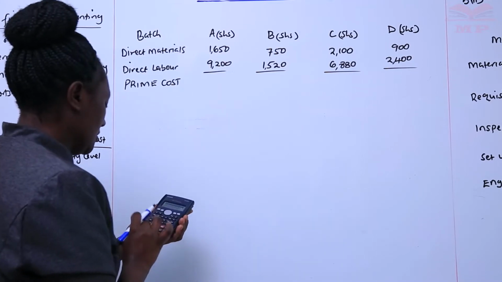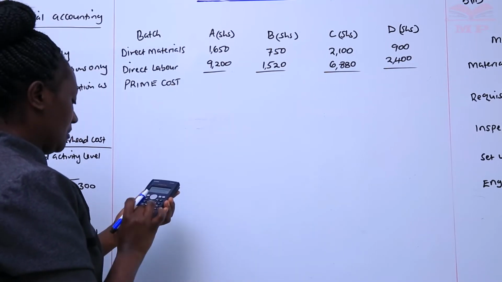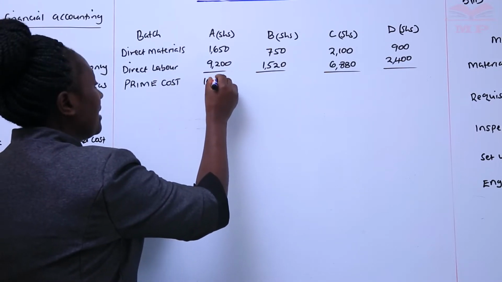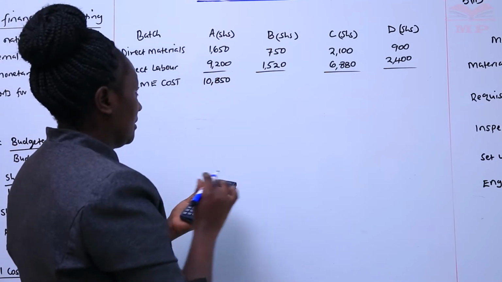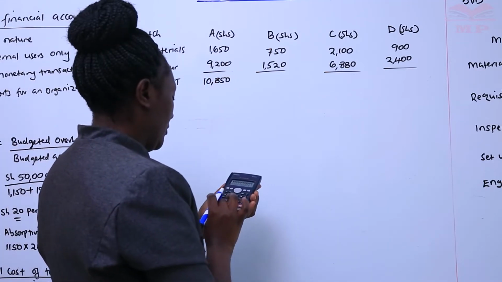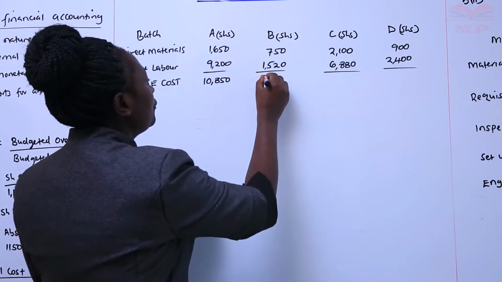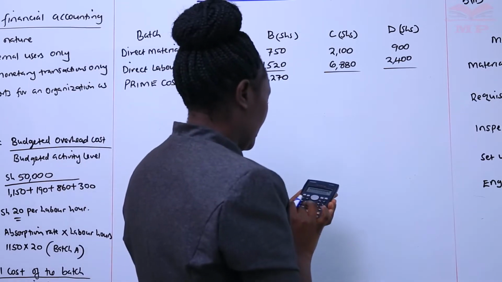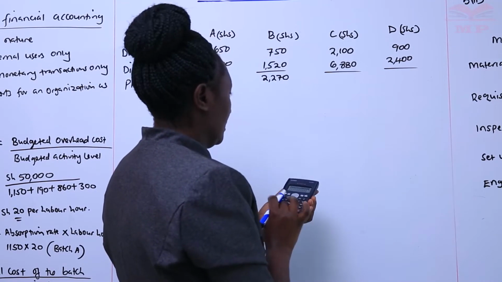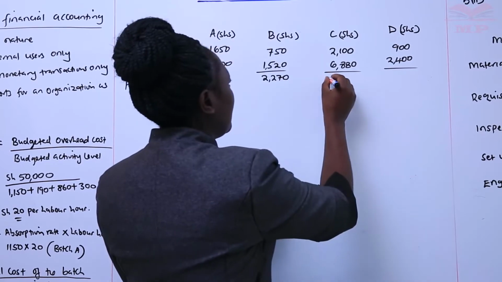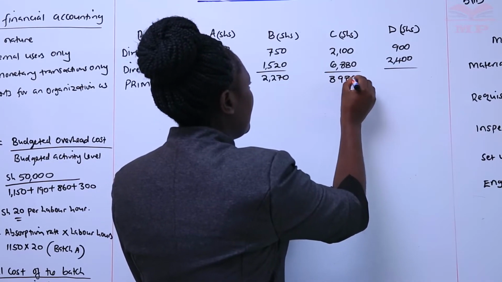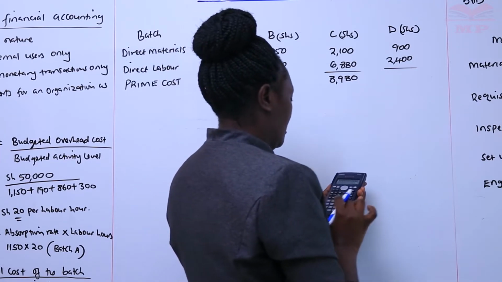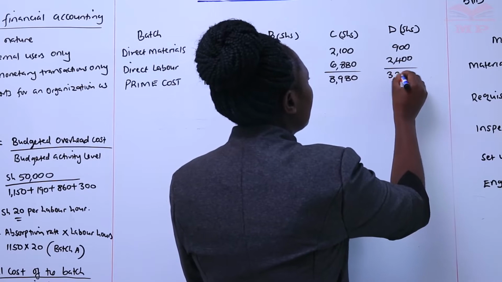So for batch A we'll have 10,850. For B we'll have 2,270. For C we'll have 8,980. And for D we'll have 3,300.